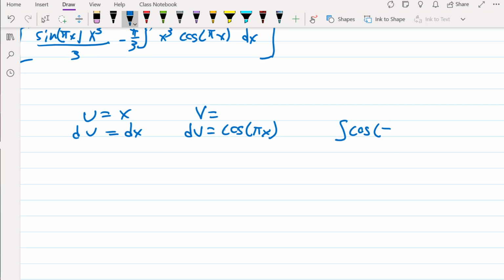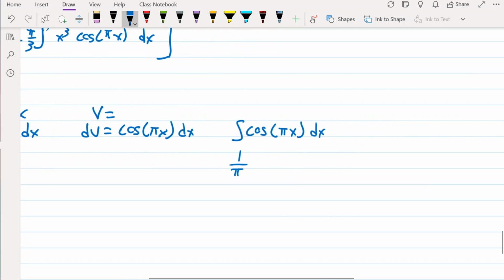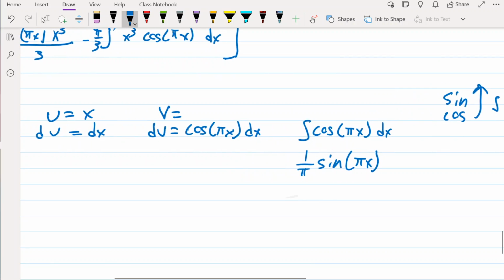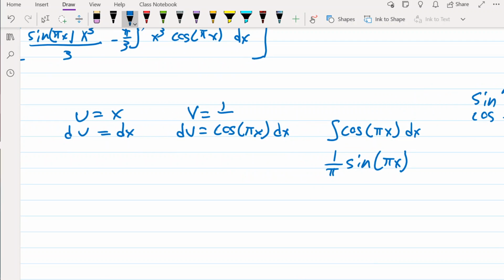So the integral of cosine of pi x dx, so that is going to be 1 over pi, there's a constant of sine x, or no, sine of pi x. So then we'll have 1 over pi sine of pi x. And you can get this through U substitution. I'm just skipping over the U substitution.